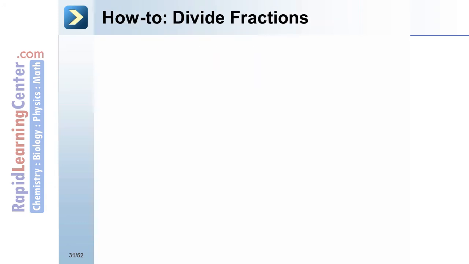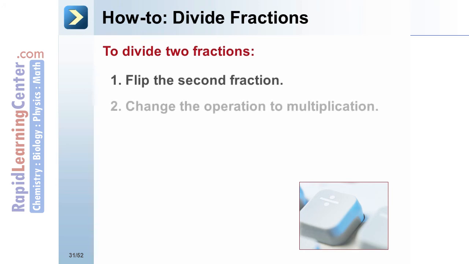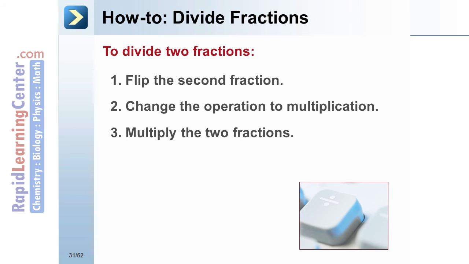How to divide fractions. To divide two fractions: 1. Flip the second fraction. 2. Change the operation to multiplication. 3. Multiply the two fractions. And 4. Simplify the answer if necessary.